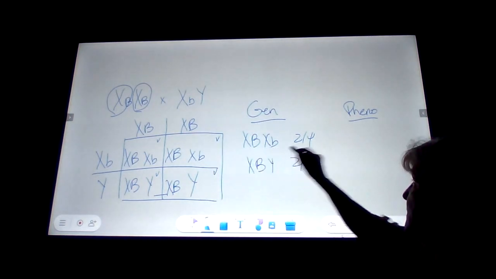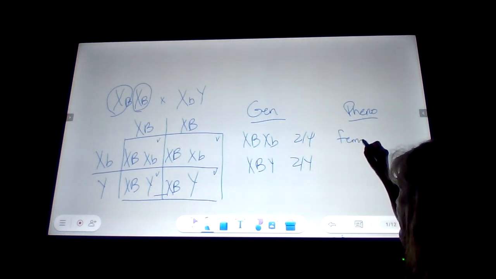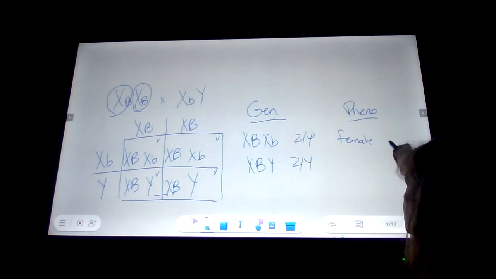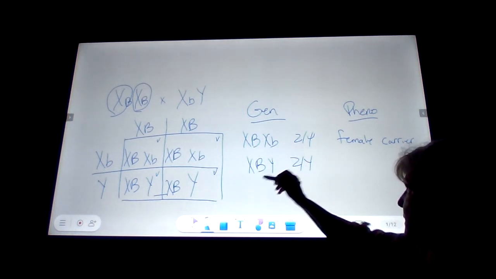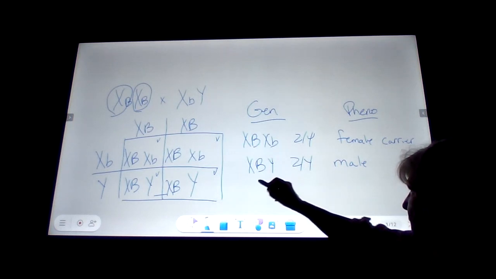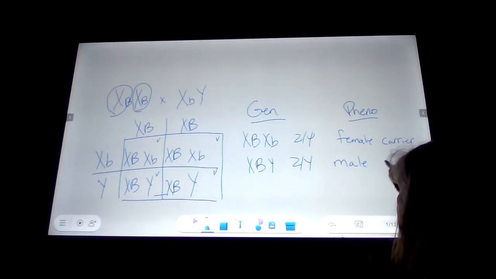I know I've got 2 X's here, so I know in my phenotype, or my description, this is going to be a female. And she has a big B and a little b, which makes her a carrier. Again, she's not colorblind, but she can pass it to her offspring. Down here I have X and Y, so I know it's a male. He has a big B, that is the dominant allele. He's going to be normal.